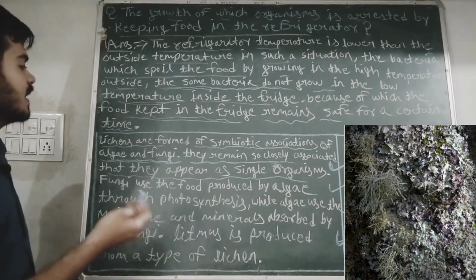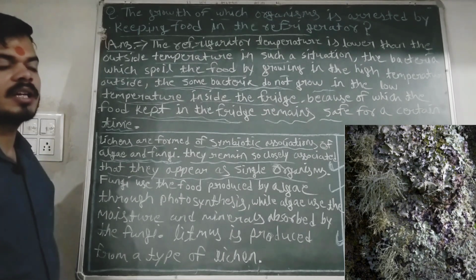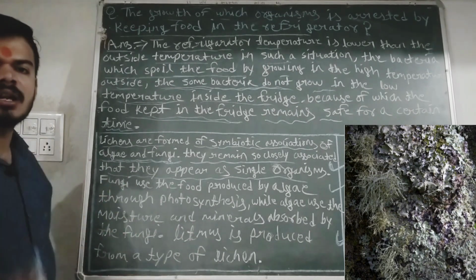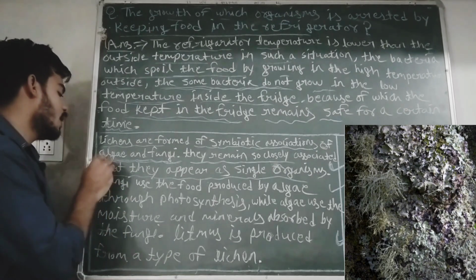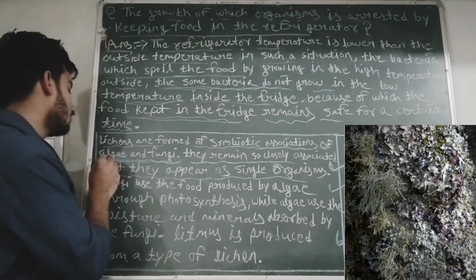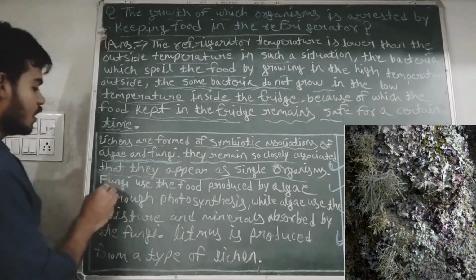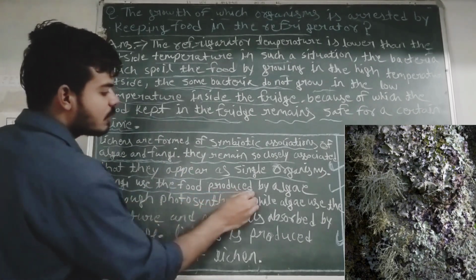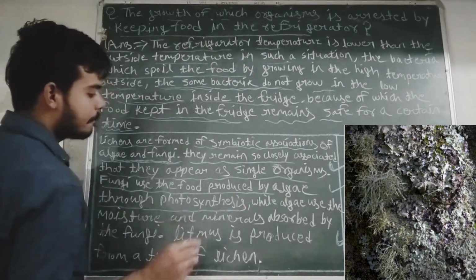When we see the lichen, we assume that this is a single organism, but it is not. This is not a single organism. This is an organism of two, algae and fungi. Fungi use the food produced by algae through photosynthesis.